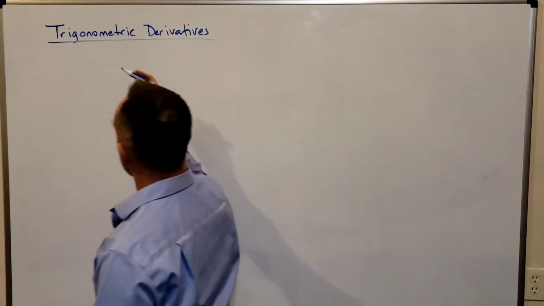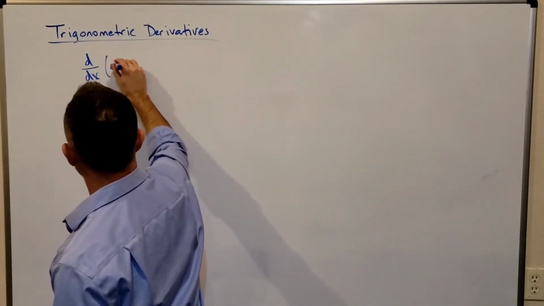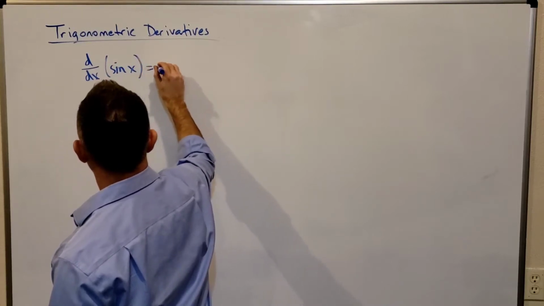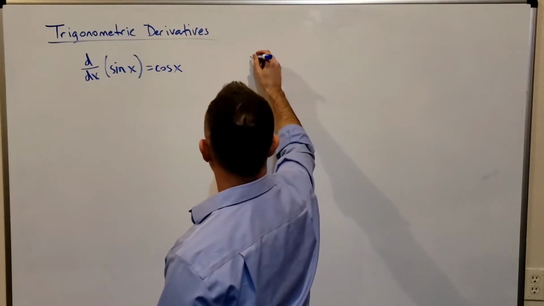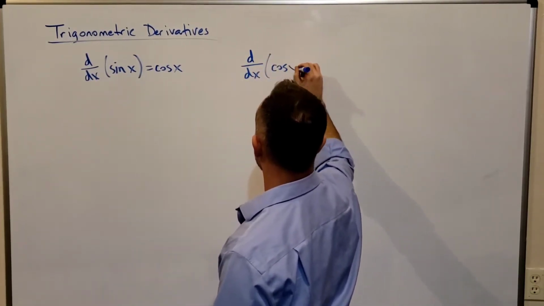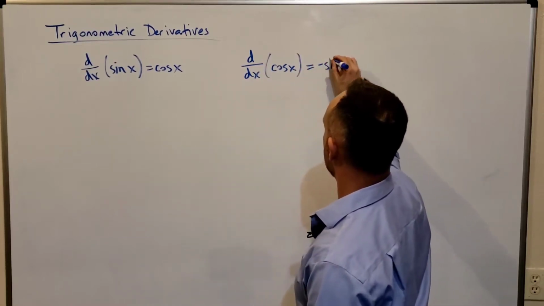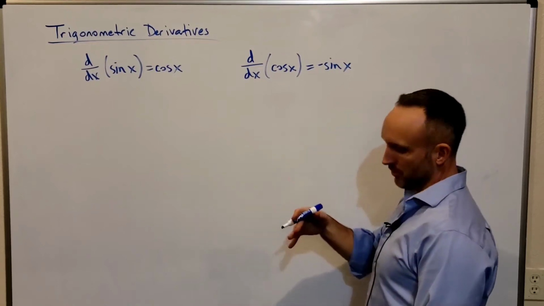So we have the derivative with respect to x of the sine of x function is cosine of x. And over here we have the derivative of the cosine function is the negative sine function. Okay. Now let's look at the other four.